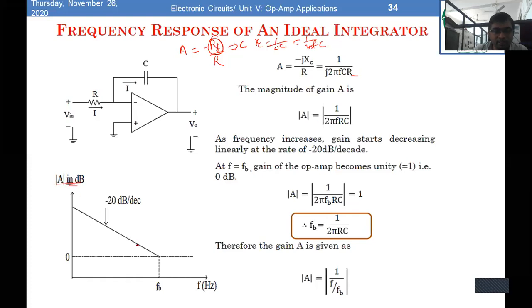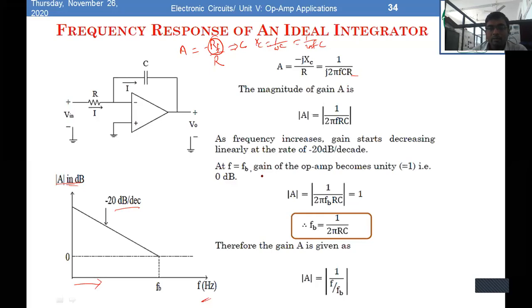Here you can see the gain on the y-axis and the frequency on the x-axis. At the minimum or zero frequency, the gain is maximum. But as the frequency increases, the gain starts decreasing linearly at the rate of minus 20 dB per decade, because the y-axis is in decibel scale and the x-axis is in log scale. So it would be plotted this way, minus 20 dB per decade.